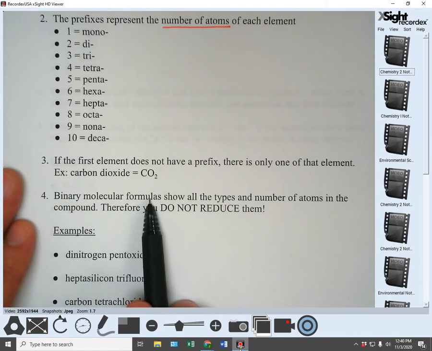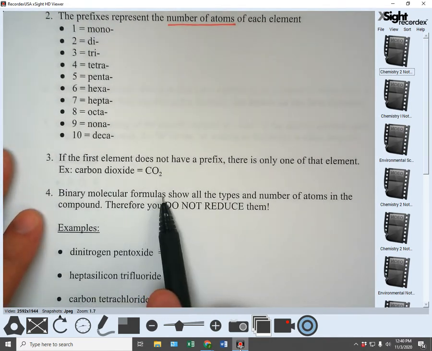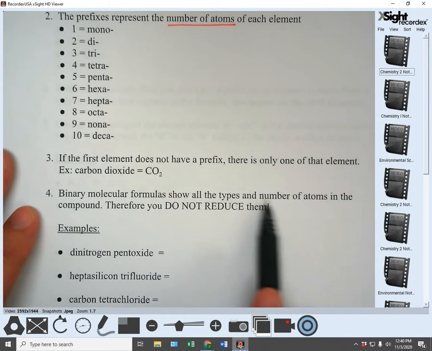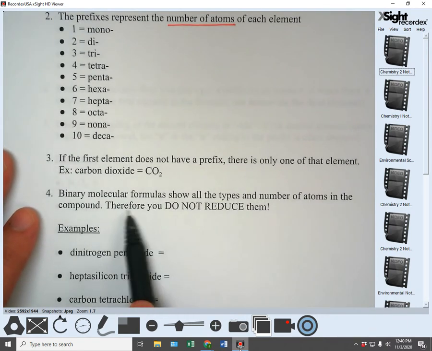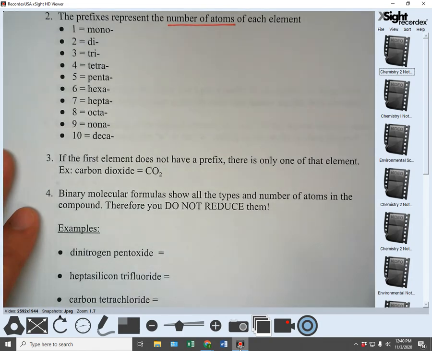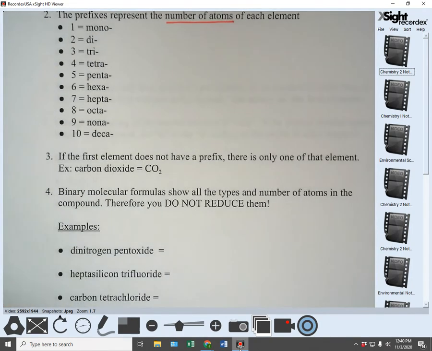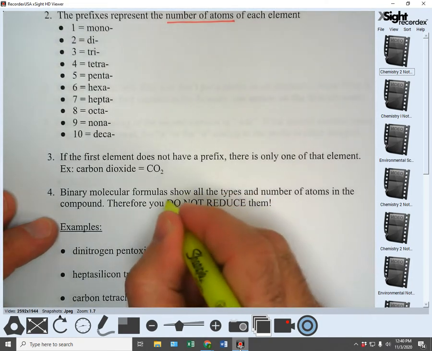And then the fourth thing here, binary molecular formulas show all the types and number of atoms in the compound. Therefore, you do not reduce them. There is no reducing for binary molecular.